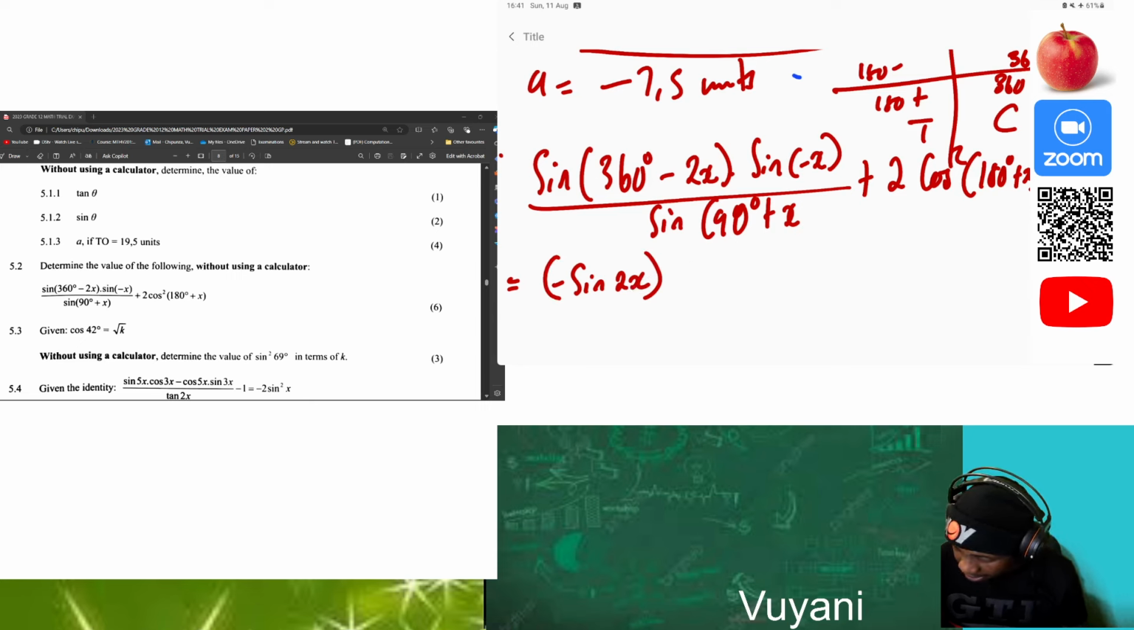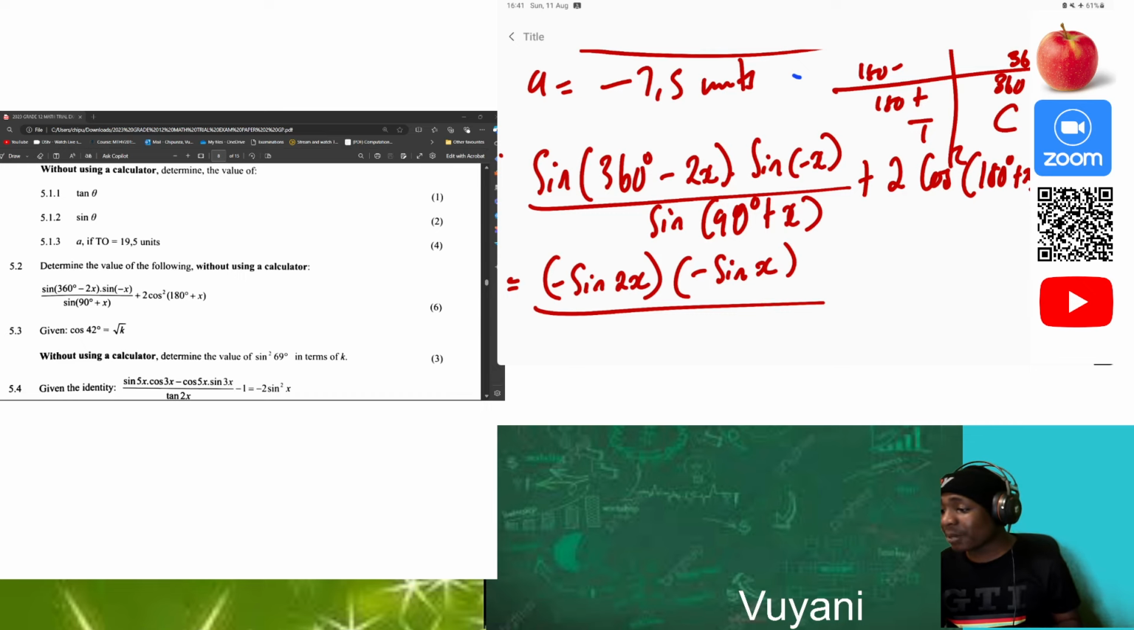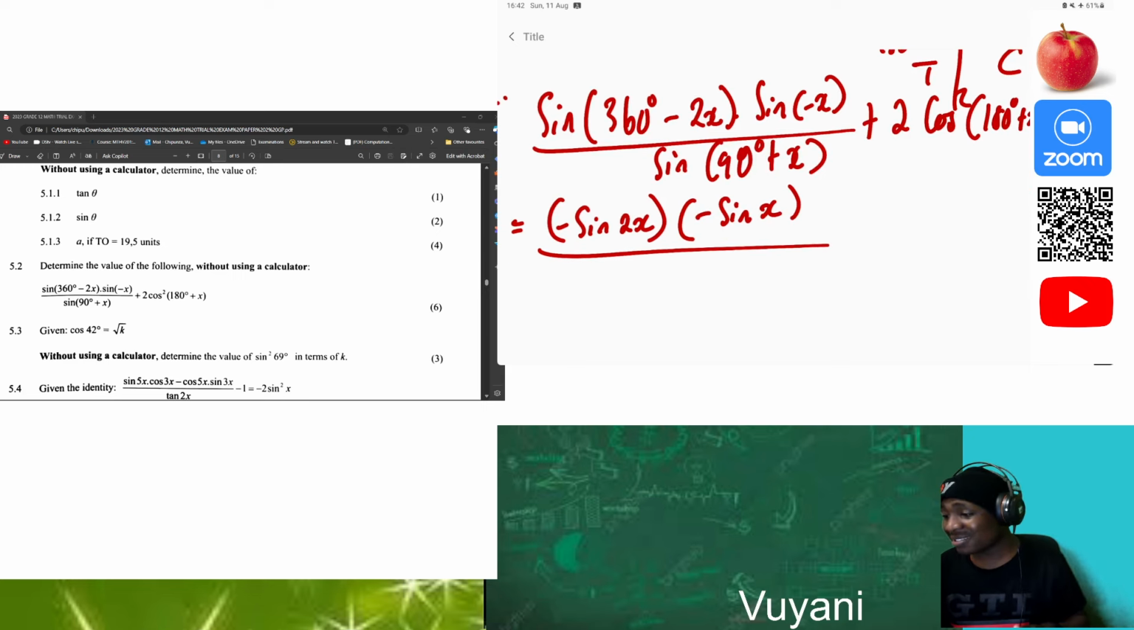Again, we go back, then we have sine of a negative angle. We know that sine of a negative angle is always equal to negative sine, because every angle which is negative, when you are using sine, it's going to be negative. Of course, we divide by sine of 90 plus. Again, 90 plus is in the second quadrant, and sine is positive, but we know that sine has a co-ratio which is cos. So since it's positive in the second quadrant, the co-ratio also is going to be positive, so now we're going to have cos of x here, then plus, of course, 2.